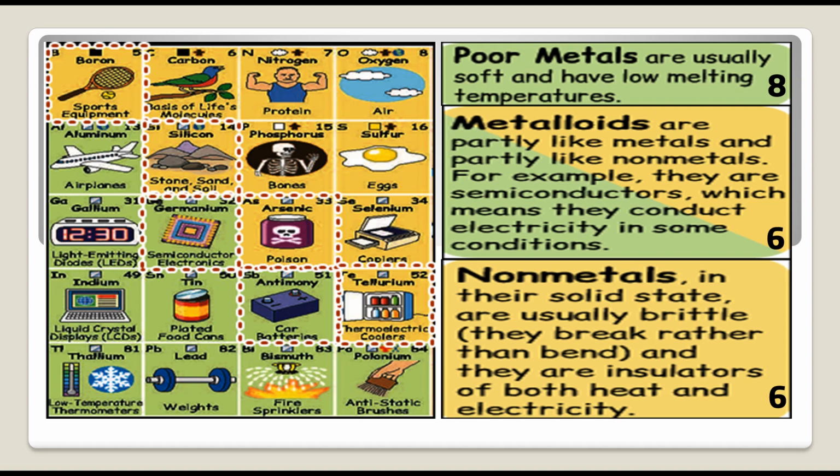Okay. Next is non-metals. There are 6 elements under non-metals. Usually non-metals are brittle. And next, they are insulators of both heat and electricity. They wouldn't conduct heat and electricity. This is about poor metals, metalloids and non-metals.